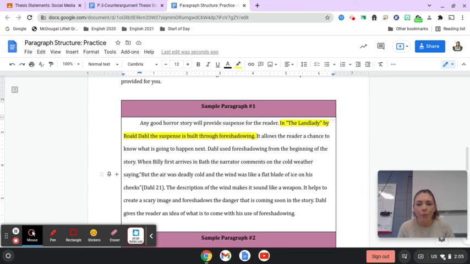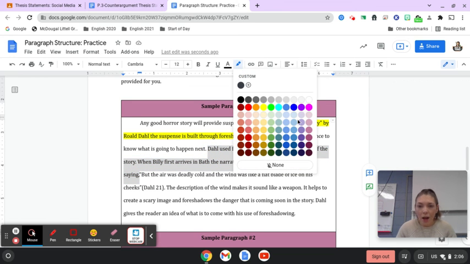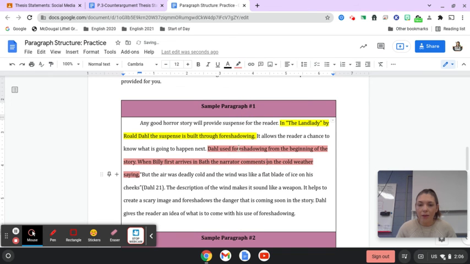When Billy arrives in Bath, the narrator comments on the cold weather, saying, and then I go into my quote. Well, I know the quote is evidence. If you chose this sentence to be your specific example, you are absolutely correct. If you included these two sentences, that is correct as well. I'm pretty sure it was red that was next.